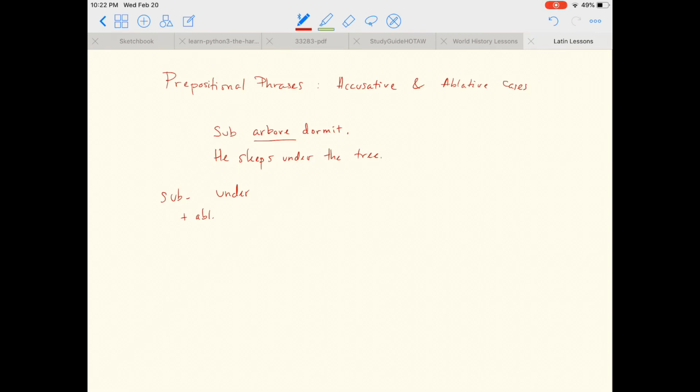But then we have other prepositions that take the accusative case, like ad januam dormit.